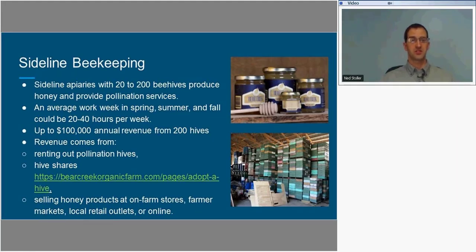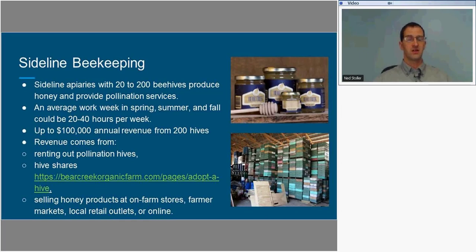So the pictures here show basically the scope of beekeeping. The top right picture is honey from Bear Creek Organic Farm, and they have 20 hives. The picture on the bottom right is of his bee farms in southwest Michigan, and they have thousands of hives and haul them from Texas to Michigan and back again. So there's a huge scope in the beekeeping industry.